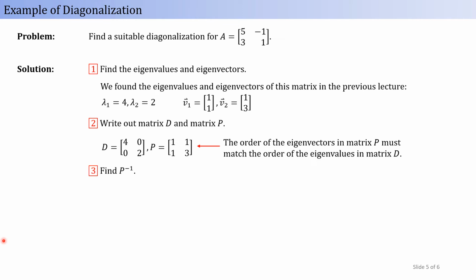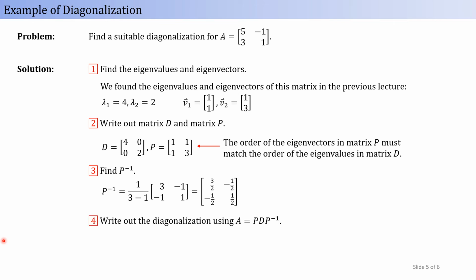And then you need P inverse. So remember that there's a nice formula for finding the inverse of a 2 by 2 matrix. And so the last thing you do is just put them all together. A equals P times D times P inverse. And that's the diagonalization of this matrix. And so if you want to check if this works, you can throw this product into a matrix calculator and make sure that you get the original matrix right back.